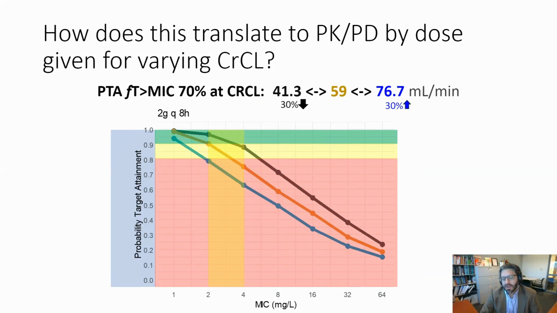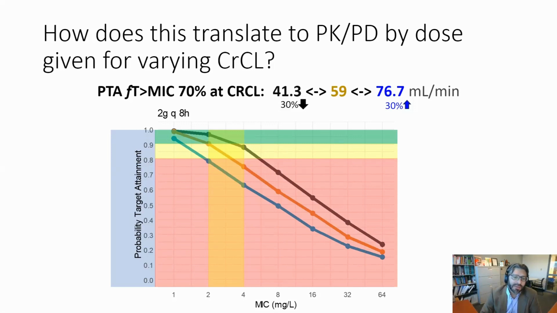We know that creatinine clearance is usually within about a 30% prediction. So if we were to take a patient that had a creatinine clearance of, say, 59, and that's shown in the tan, and actually it looks like it got converted over to red in this graph. And then we vary that up by 30%, so within the margin of error, and that becomes 76.7, and vary it down by 30%, it becomes 41.3.